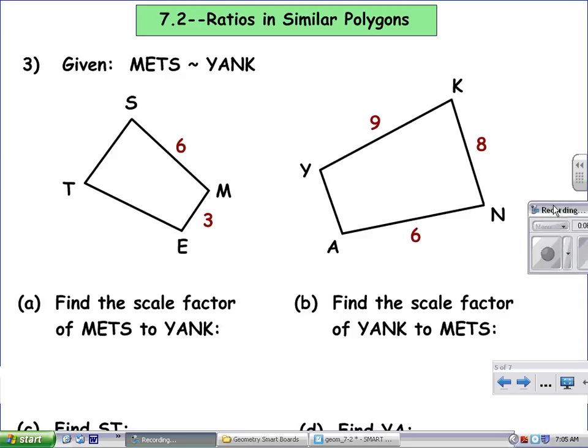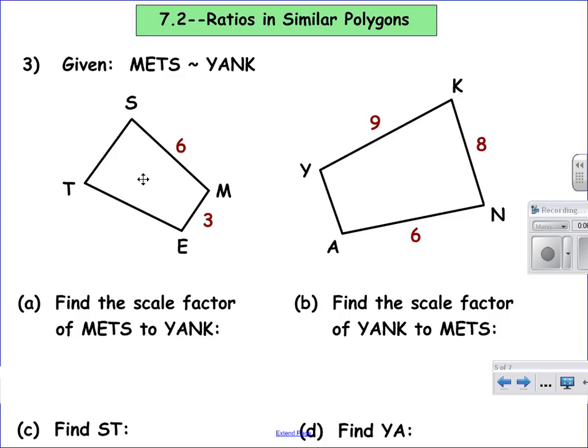Okay. All right. Now this figure right here, the Mets figure to the Yank figure here. Yank is the larger figure, so scale factor. Let's see. We've got the 6 is to the 9 here, so that simplifies to 2 to 3. Those are definitely corresponding sides. Basically SM to KY, if you will.